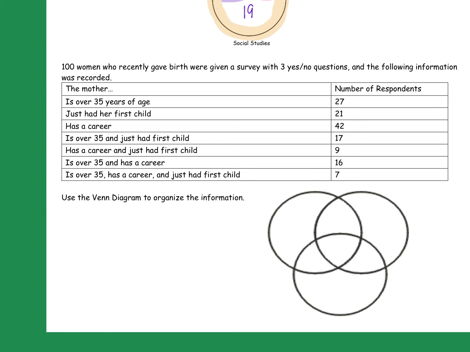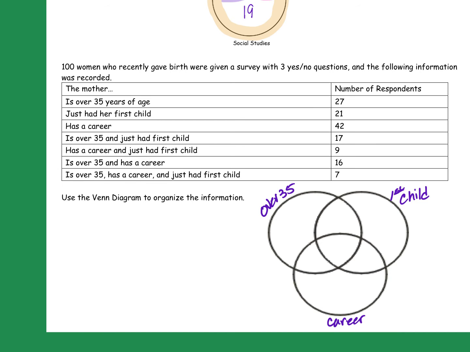So the 3 things is over 35, right? First child. And what's the last thing? Oh, has a career. Career. Okay, so there's your 3 topics. Go ahead and fill in.